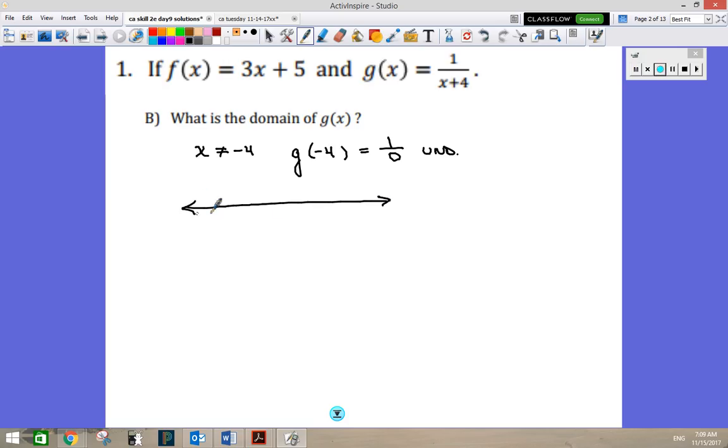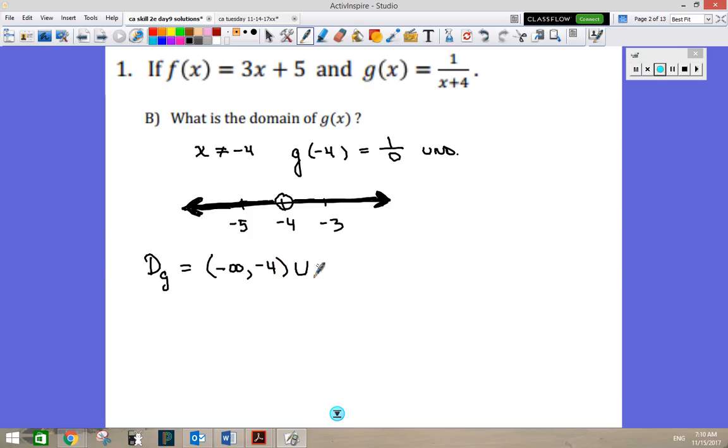On the real number line, if you've got negative 5, negative 4, negative 3, and so on, we're excluding negative 4, but everything else, all the other real numbers are in the domain, because none of these other real numbers will cause division by 0. And we don't have any square roots, so we don't have to worry about that. Written in interval notation, the left arrow is shaded. We always read the graph from left to right. The left arrow is shaded. That's negative infinity. We exclude negative 4.